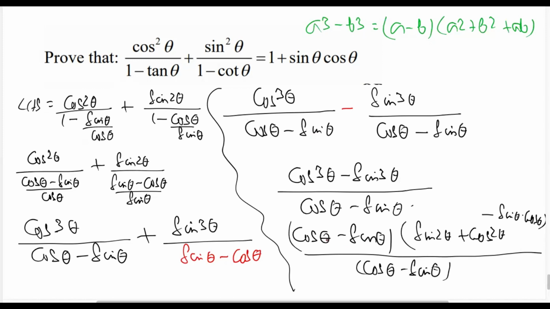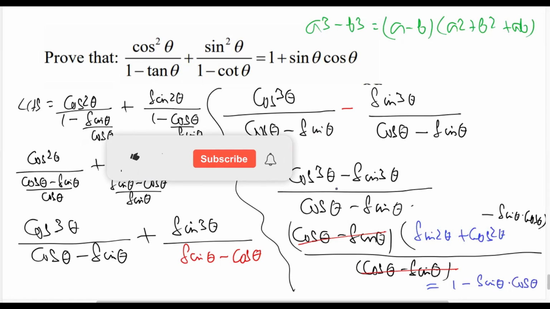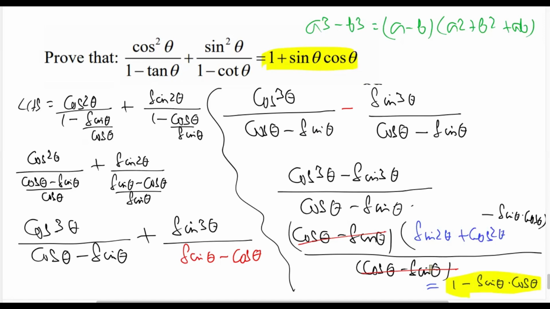Now check here. This cos theta minus sine theta gets cancelled. And what do you know as sine square plus cos square? Sine square plus cos square is 1, so I can write 1 for this. And then minus whatever is left, which is sine theta dot cos theta. And I think this is the RHS. Yes, this is the RHS here. So LHS is equal to RHS, and hence this is proved.